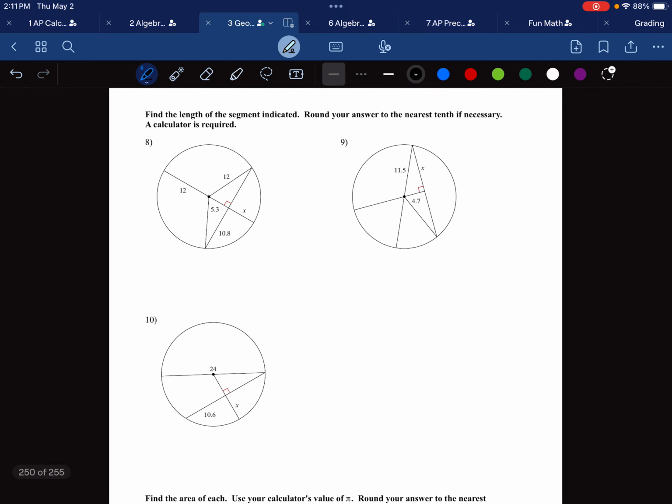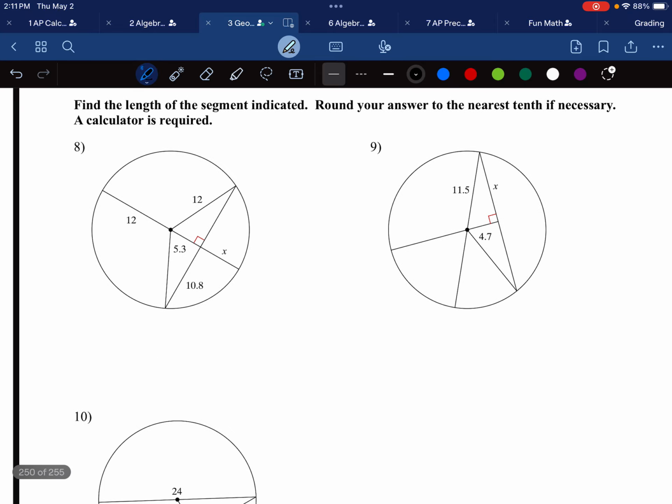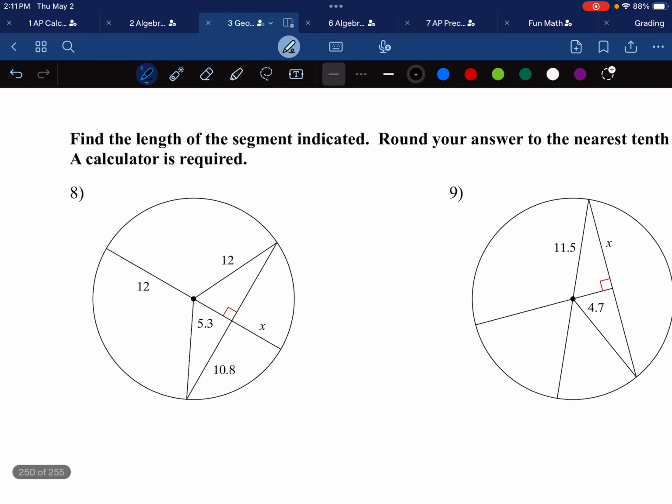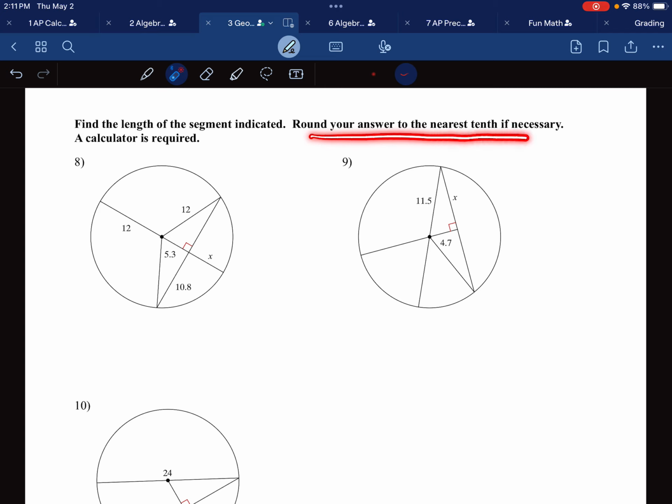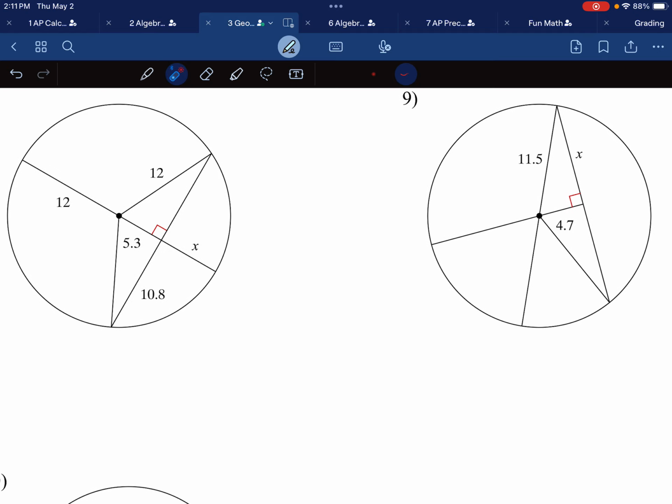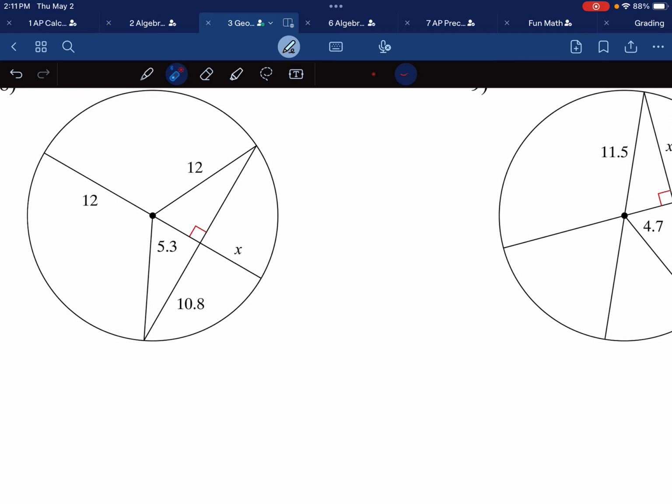Moving on to number 8. Ooh, we're going to need a calculator for this one. Maybe. All right, so we're just solving for x. Find the length of the segment indicated. So we're just finding x and just reading the instructions. Round our answer to the nearest tenth if necessary, so 1 decimal place of accuracy, and a calculator is required. We'll see about that. So for this one, it's saying, hey, the radius here is 12. It's saying that that piece right here is 5.3.